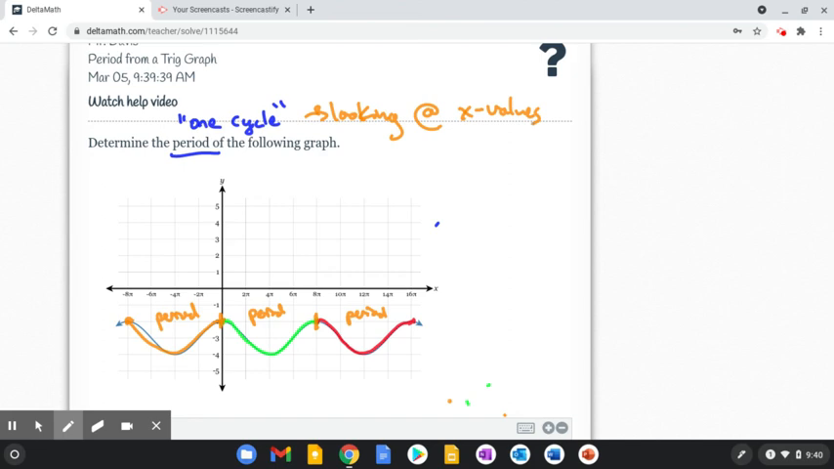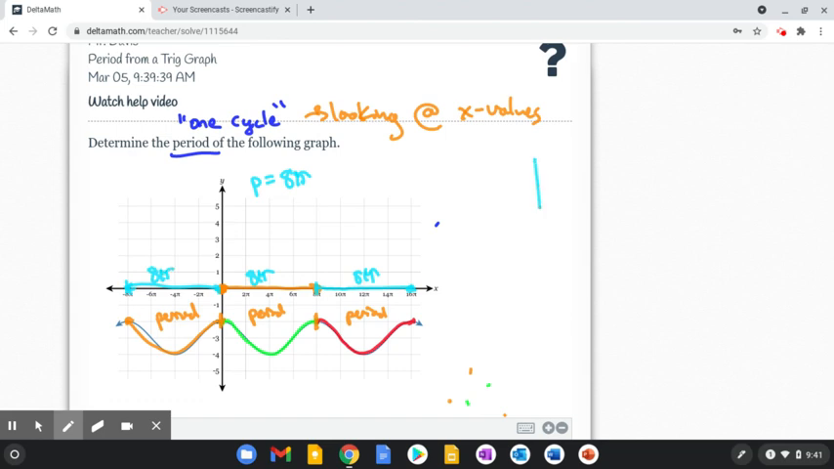Period is how far it is from when I start the period to when I end the period. And this one, you'll see, my starting to my ending is from 0 to 8 pi. So the period of this function, P, equals 8 pi. And then if I were to look again, this one starts at 8 pi and it ends here at 16 pi. So 8 pi to 16 pi is another 8 pi. So 8 pi here, there's 8 pi here, and then there's 8 pi here. So each one of these periods till the function repeats itself is 8 pi.